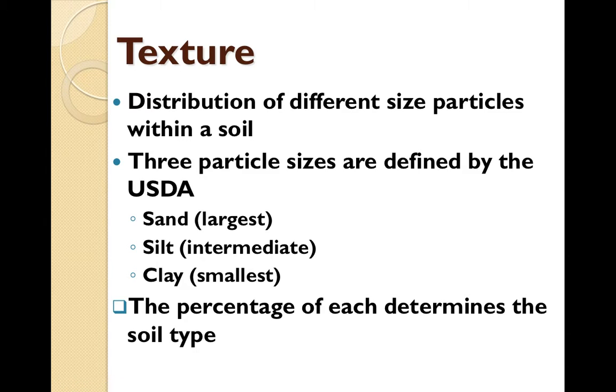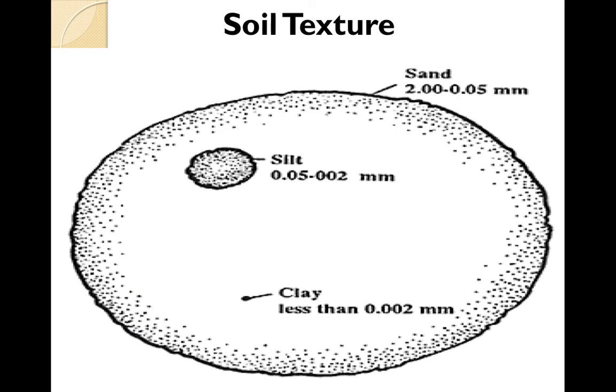The texture, again, is determined by the size of the particles. We have sand, silt, clay, and there is a fourth one called loam, and that is a mixture. Here is just showing a representation of sand to silt to clay.